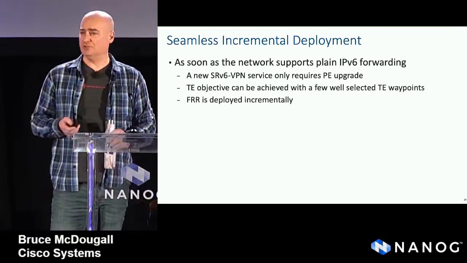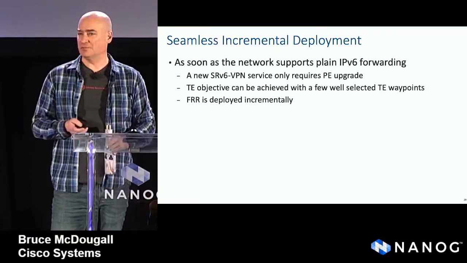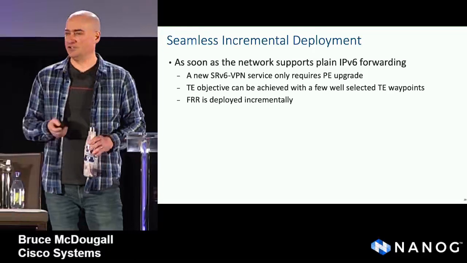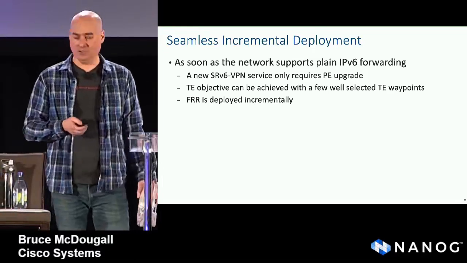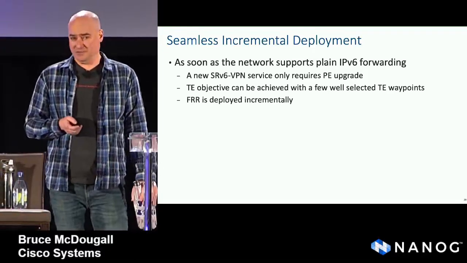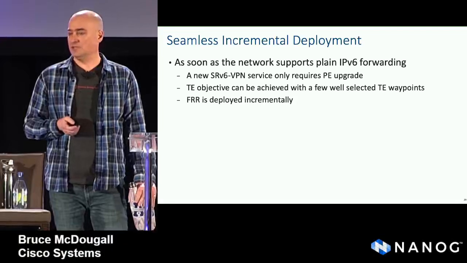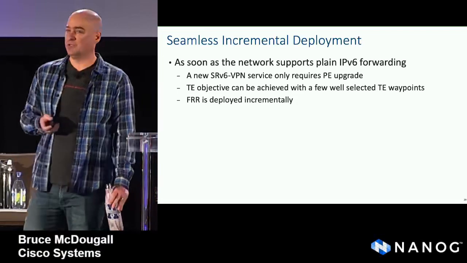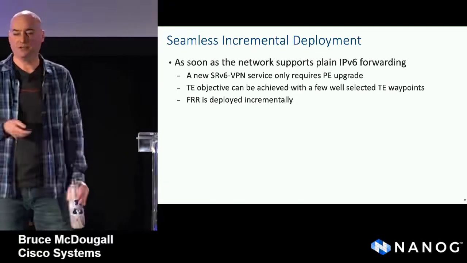If you wish to implement traffic engineering of some sort or path steering, this doesn't require, say, wholesale implementation of SRv6 across all nodes in the fleet. If a TE objective can be obtained by just enabling SRv6 at certain strategic TE waypoints, that's how it could be rolled out incrementally.